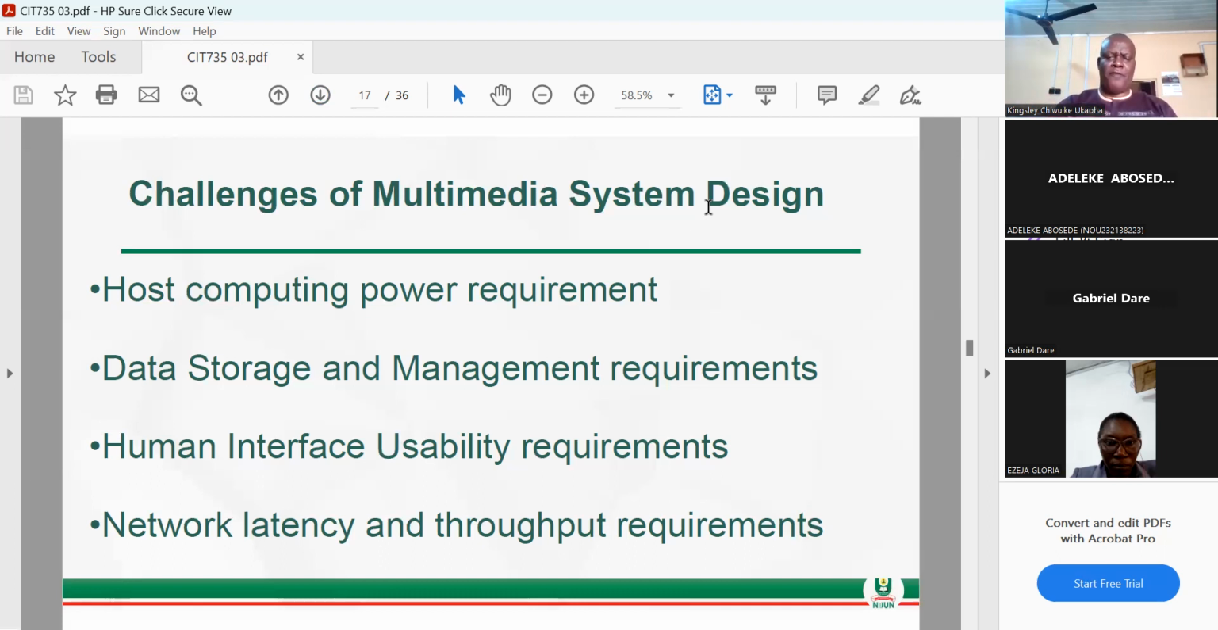Then human interface usability requirements. Sometimes I may have a problem with my mic. I may also have a problem with my webcam. Your voice output, that's your speaker, may also have some problem. So all these may interfere with the usability of the interface, and people may not be able to use it well. And you also have network latency and throughput requirement.